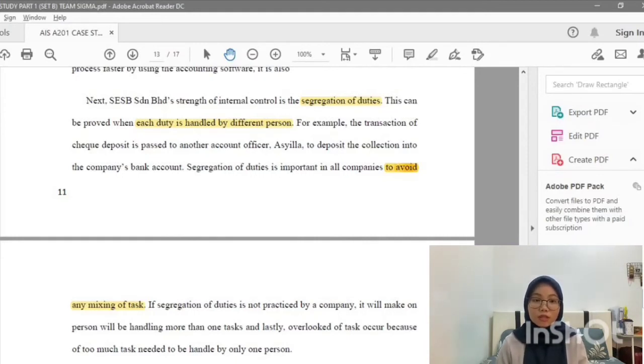So in conclusion, the strengths of internal control procedures for SCSB are good to be practiced by other companies. That's all from me. Thank you.